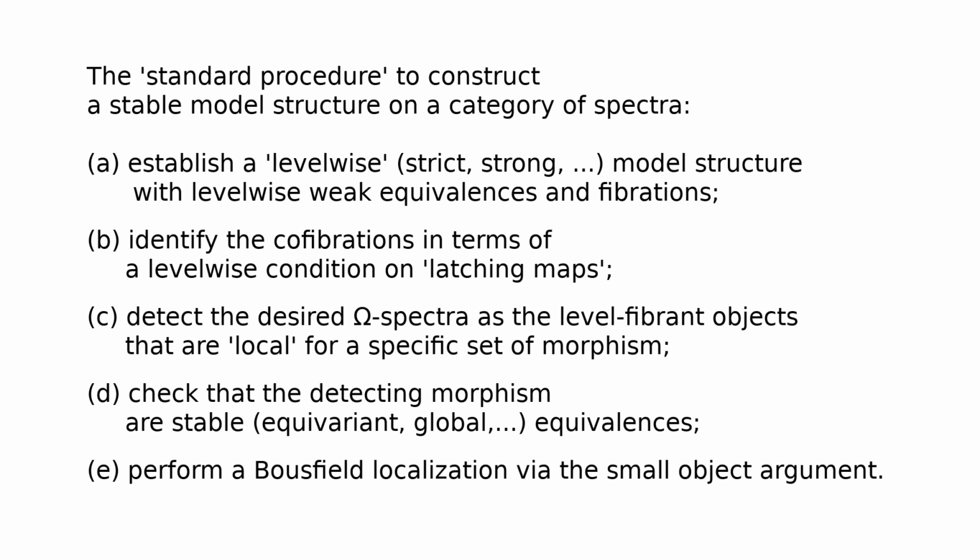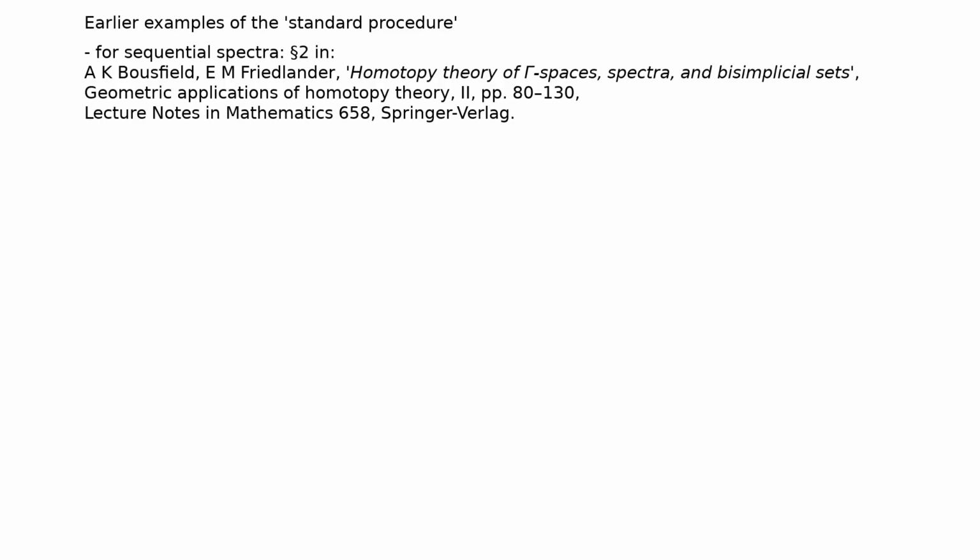The standard procedure for constructing stable model structures on categories of spectra has been established in a bunch of papers that serve as a blueprint for what we're going to do here. The first example is the paper by Bousfield and Friedlander, where they consider sequential spectra and construct a strict and a stable model structure. Incidentally, in this paper there's another example of what we're doing, namely the category of gamma spaces, where Bousfield and Friedlander also run the program.